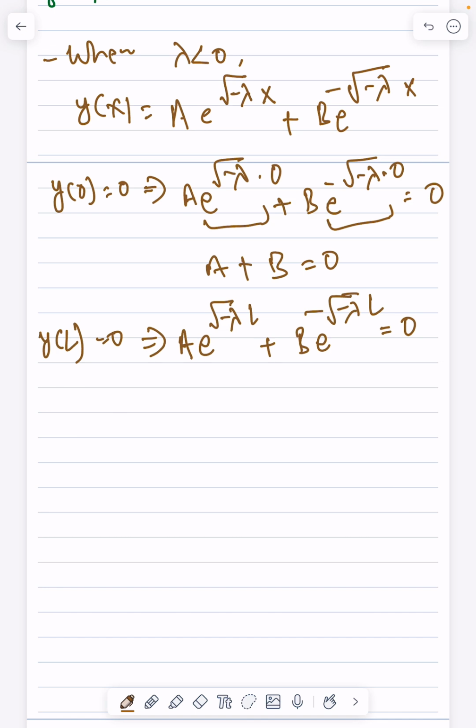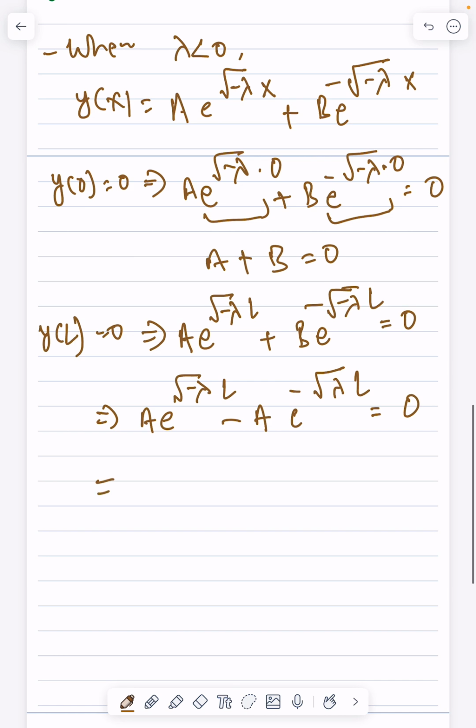Now from here, a plus b equals 0, then b equals minus a, right? So we can just use a e to the power of square root of negative lambda L minus a e to the power of negative square root of negative lambda L equals 0. And this is only possible when a equals 0. So from here we get a equals 0 and b also equals 0. Thus trivial solutions.